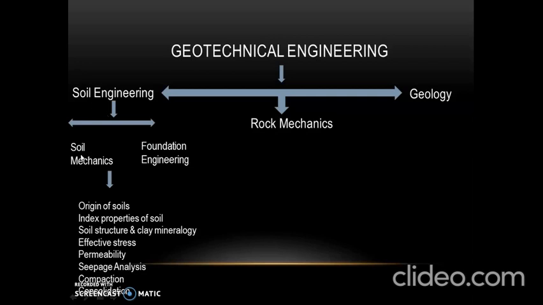Under soil engineering, we again have 2 branches. First one is soil mechanics and second is foundation engineering. Under soil mechanics, the various chapters covered are origin of soils, index properties of soil, soil structure and clay mineralogy, effective stress, permeability, seepage analysis, compaction and consolidation.